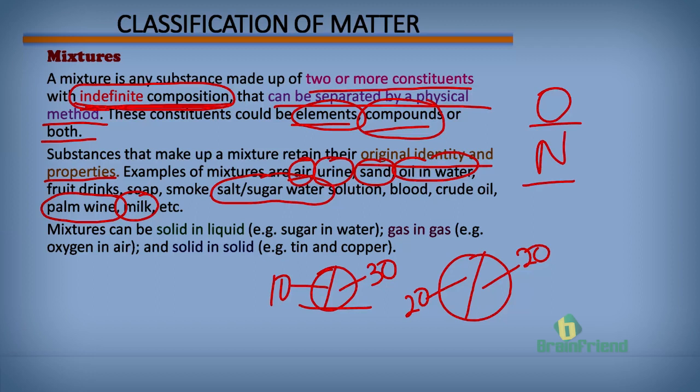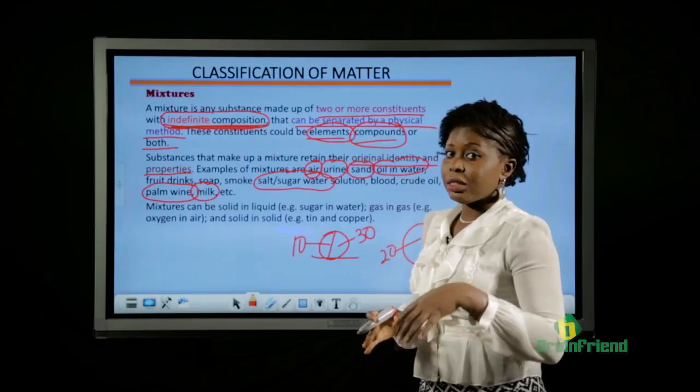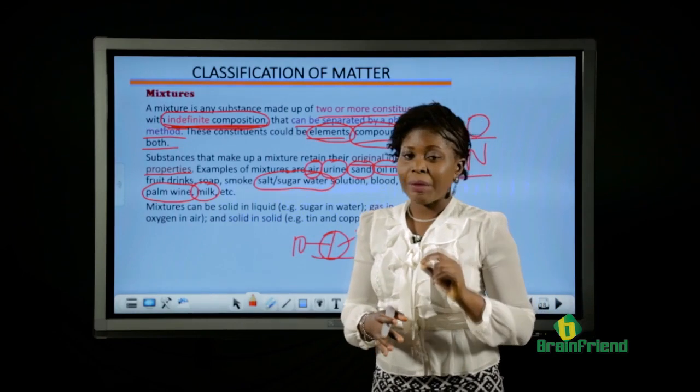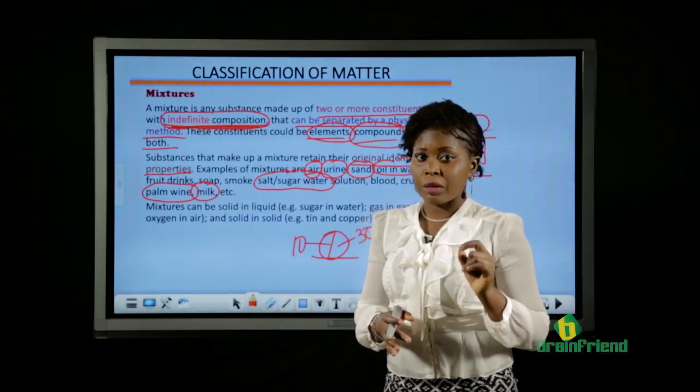They have retained their original identity. That is why we can actually separate them. Likewise, things like urine, sand, oil in water, sugar in water, blood, there are different physical methods that we can use to separate these substances. And because they can be separated into their constituent substances that make them up, they are what? Mixtures. Remember that compounds cannot be separated again by any known physical method.